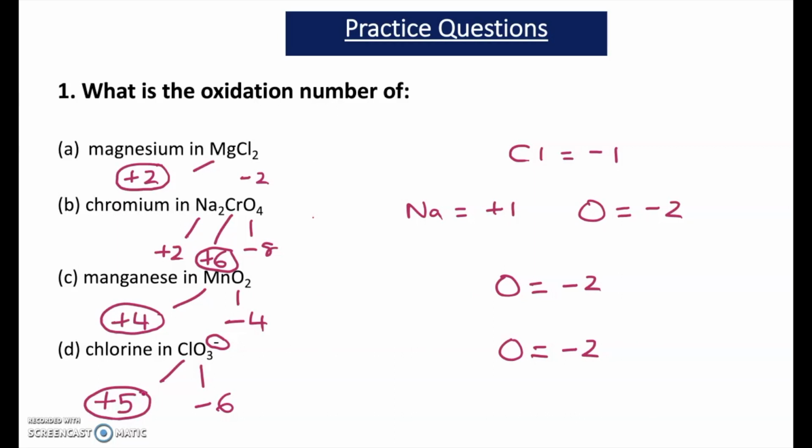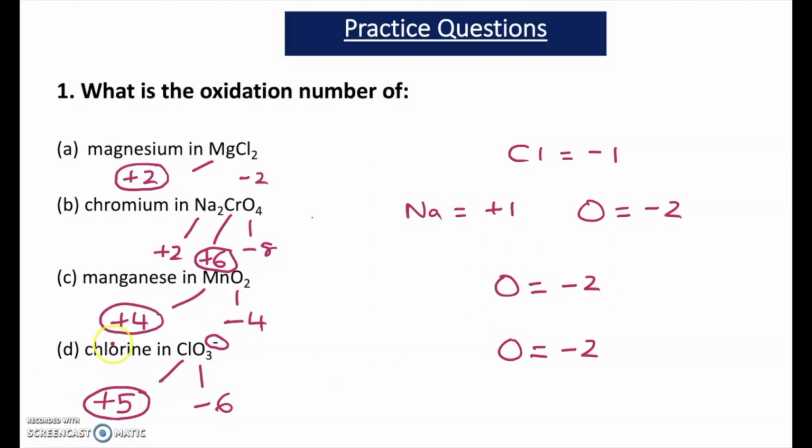And another way of looking at this is you have to cancel all the minuses but 1 because it's got a -1 charge. So therefore you need +5. Now this question is worth a total of 4 marks. There's 1 for each correct oxidation number.